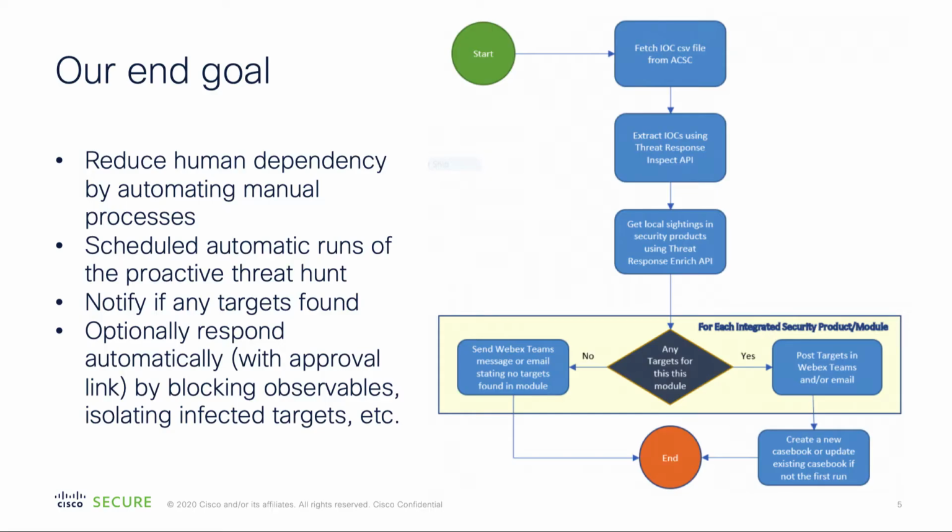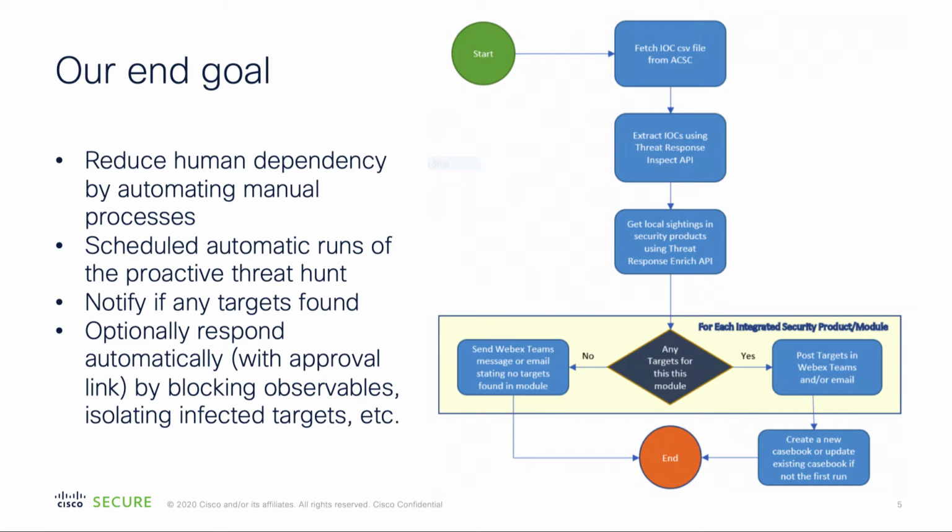Now, our goal here, we want to fetch that unstructured threat intel, which in this case is an IOC CSV file from ACSC. Could be a Talos blog. You could be querying the Talos blog RSS feed and then extracting some observables. So that's step 2, extract the observables using the threat response API. Look for any local sightings. Do I have some machine which is a target? So if I have local sightings, I have targets. And if there are any targets, then for each product that I query, when I find a target, post a WebEx Teams message or send me an email, and then also create an update casebook.